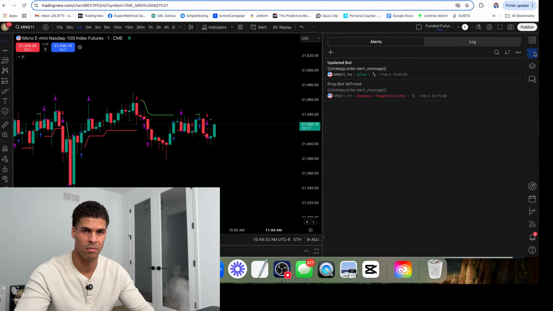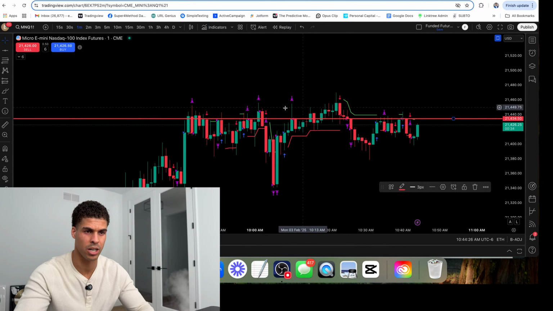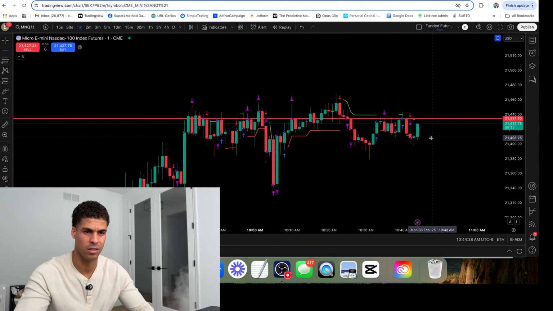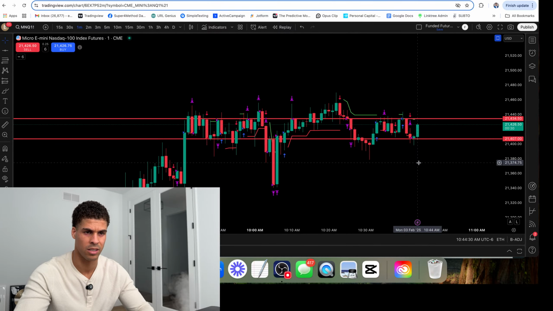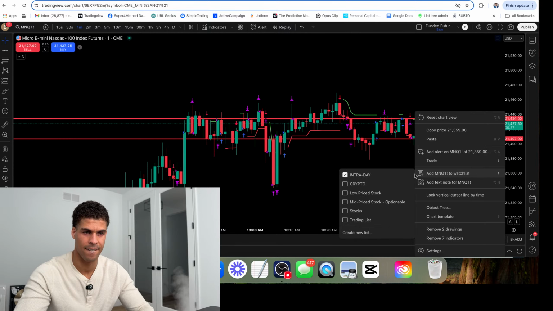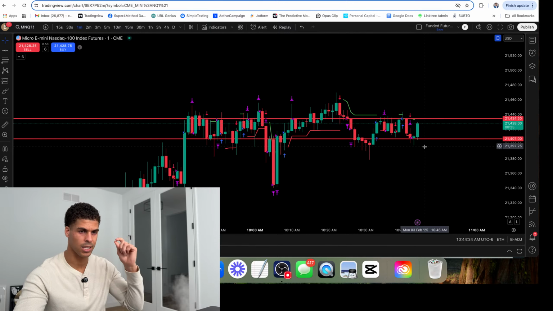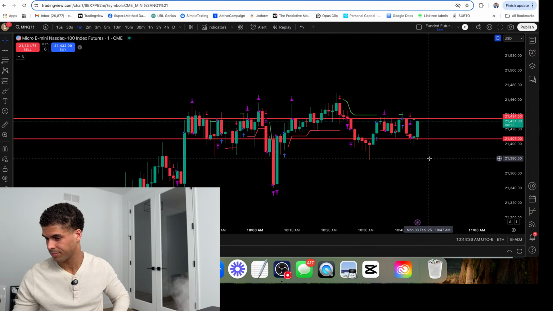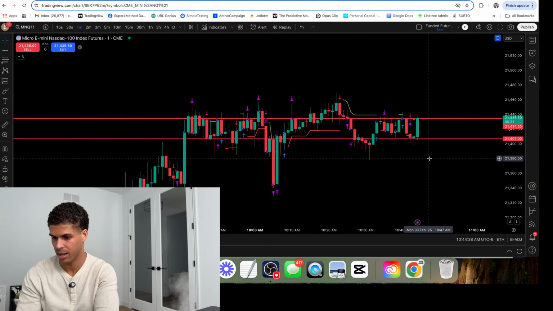But again, we're trading this chop. It's going to be choppy. But price will leave this though, and we want that. It's just going to take some time.